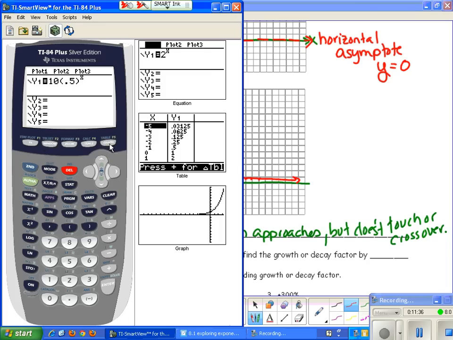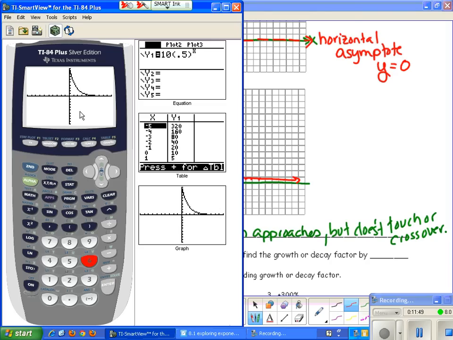And if I go to my graph, I'm going to hit zoom 6. So here's what my graph looks like. So notice it's coming down, and it's not a very good window because remember at 0 we had a y value of 10. So if I change my window y values, I'm going to go up to 80 and then hit graph.